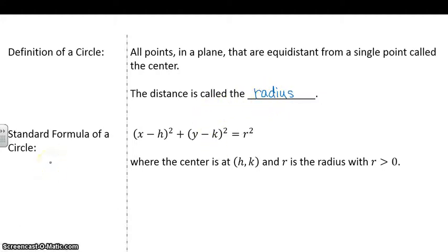The standard formula of a circle is this. Again, the center will be at (h, k), so you do the opposite of what it looks like in there, and then r represents the radius, where r has to be greater than 0. You cannot have any negative radius measurement.